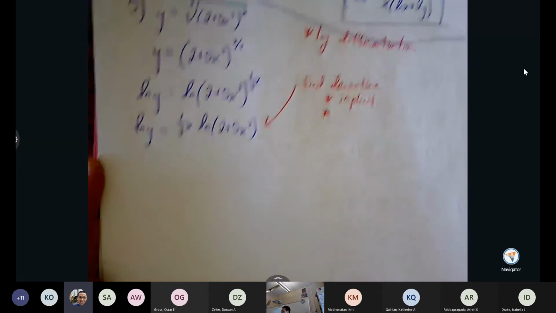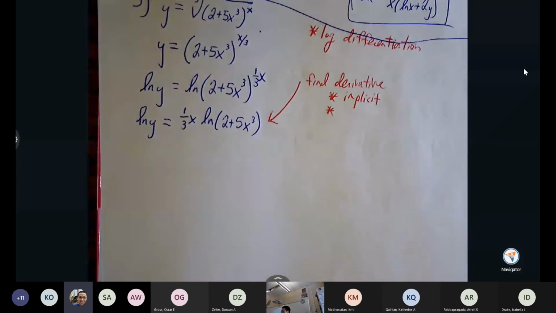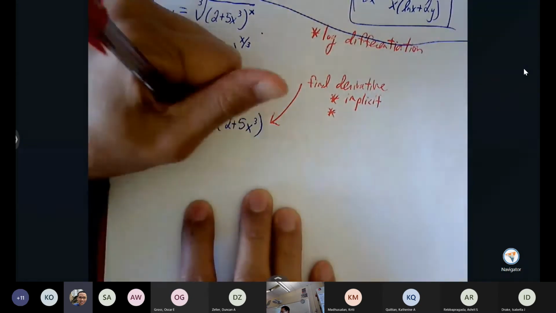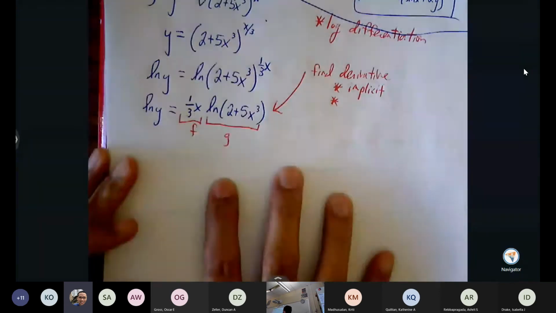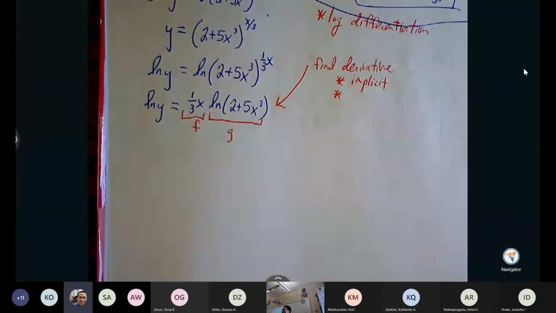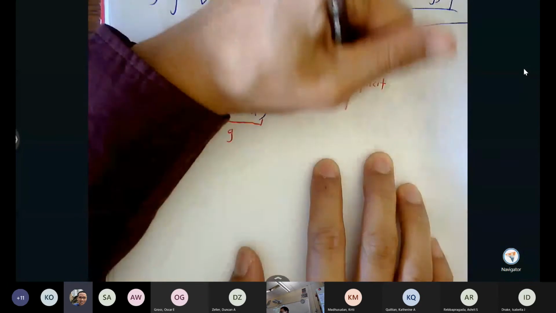Let me ask you this. How many functions do you see? It's product rule. Yeah, recognizing it is the hard part, right? This is not one term. These are two separate terms. We've got to use product rule.